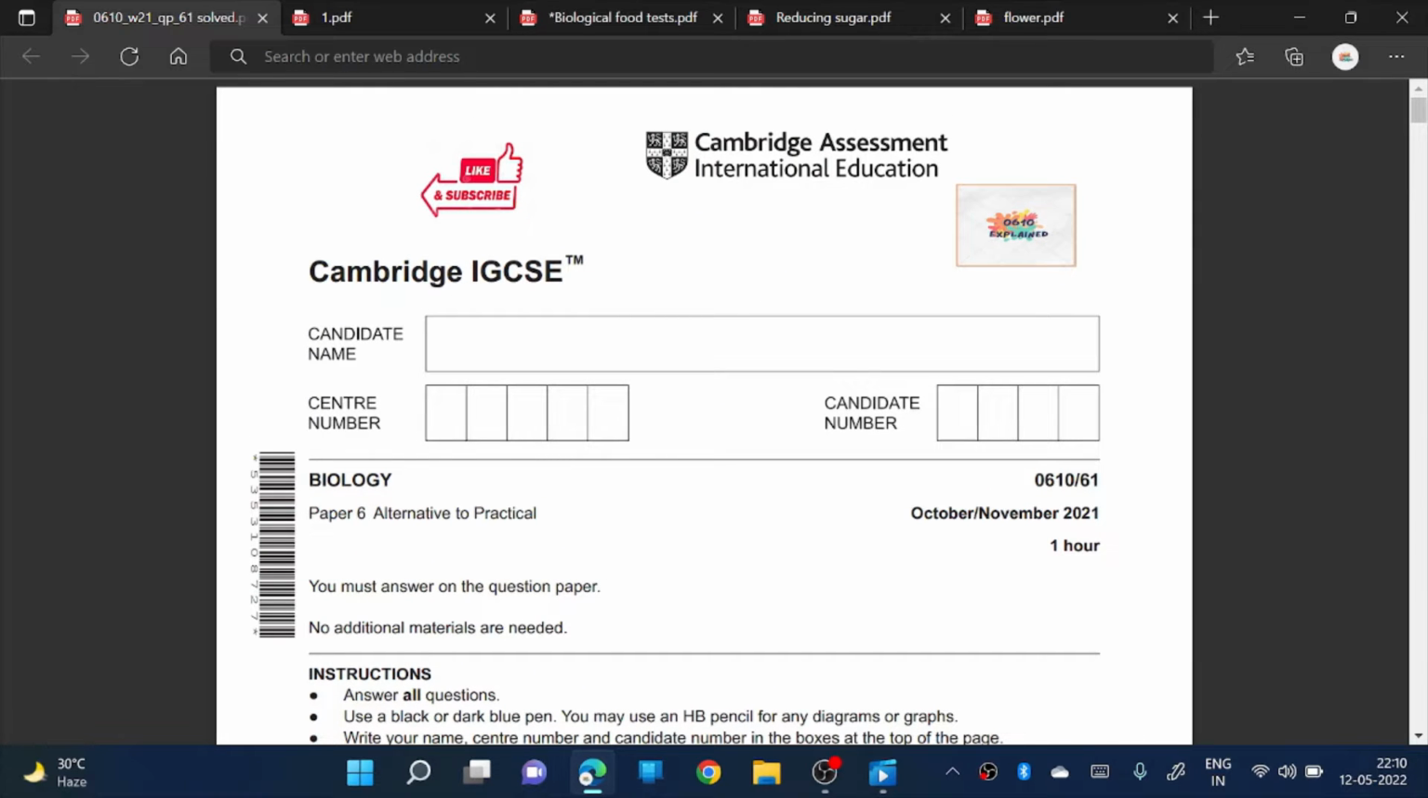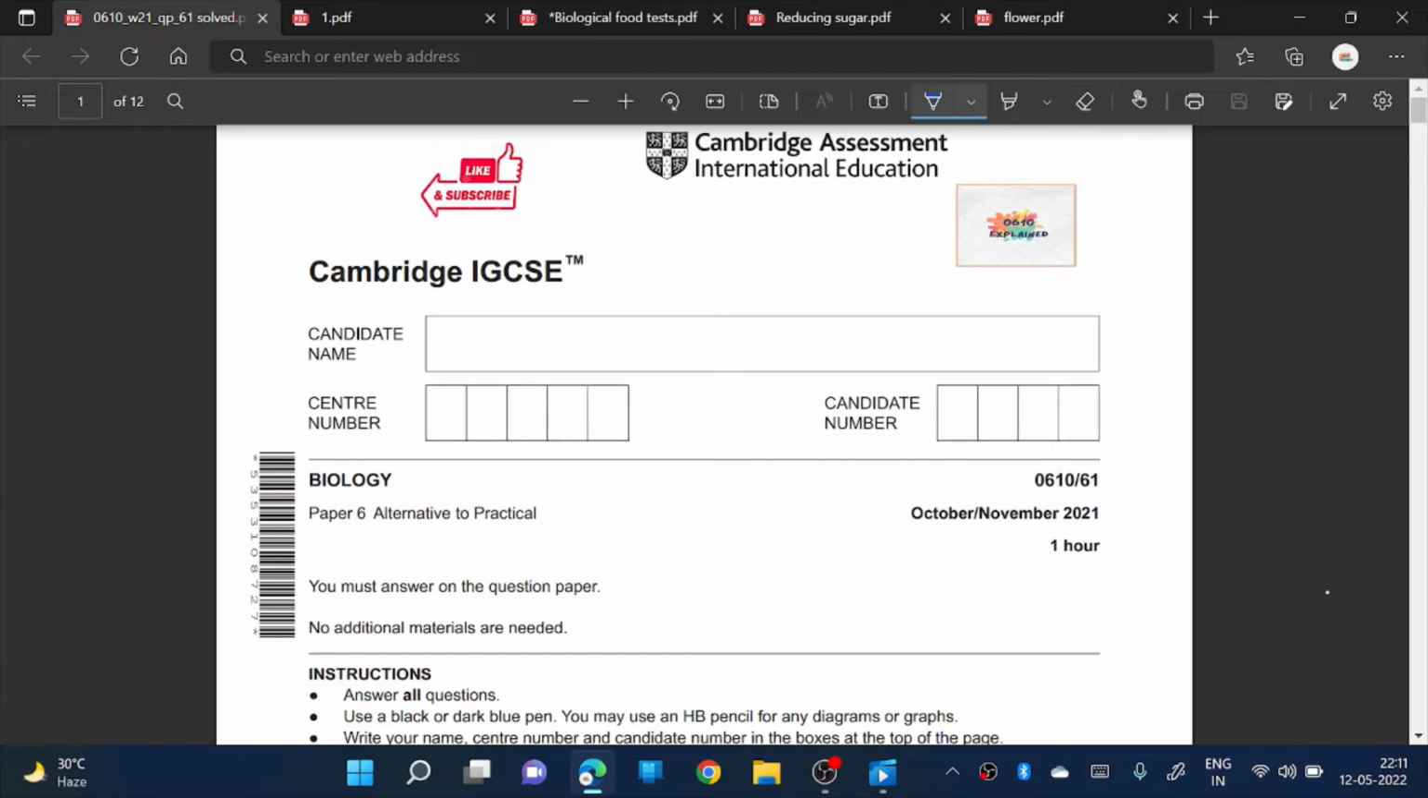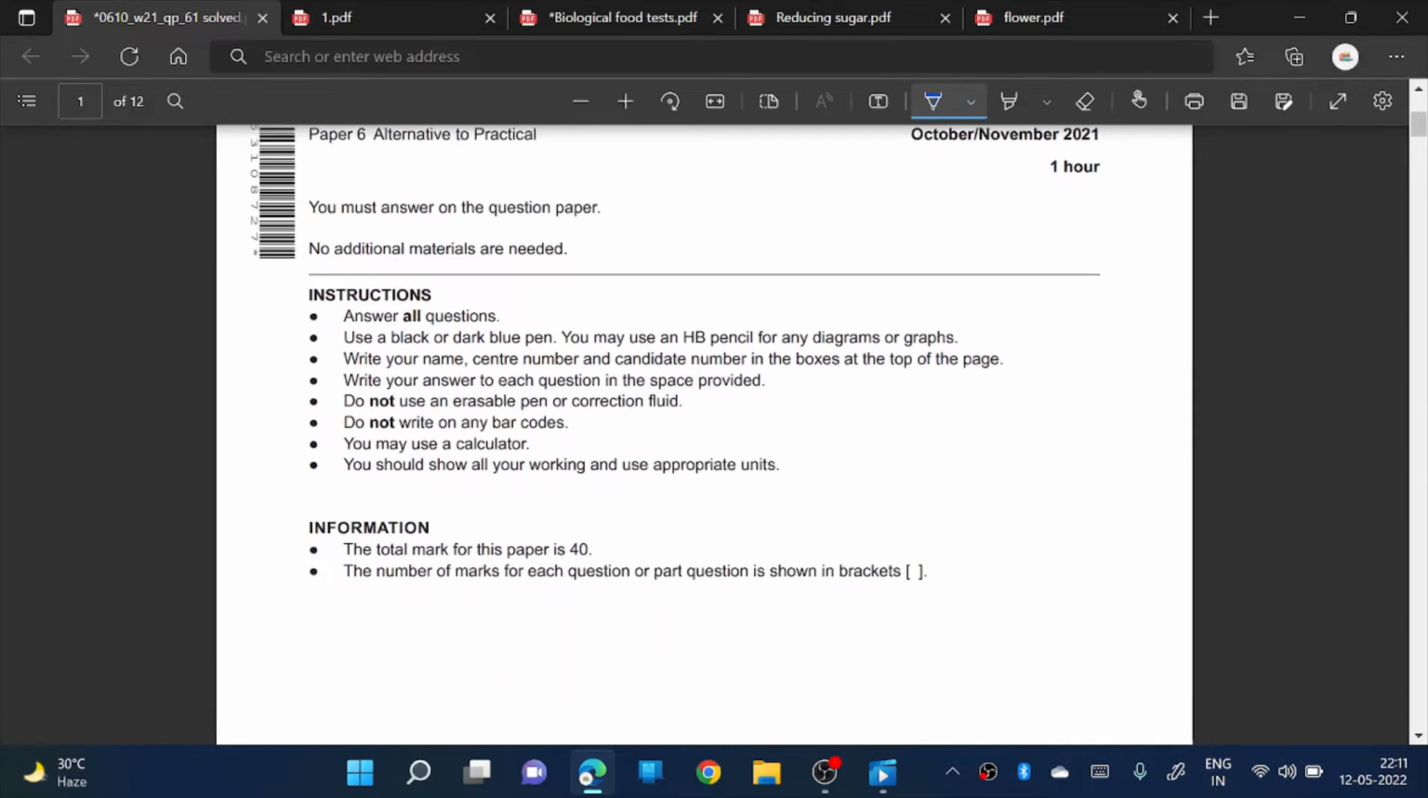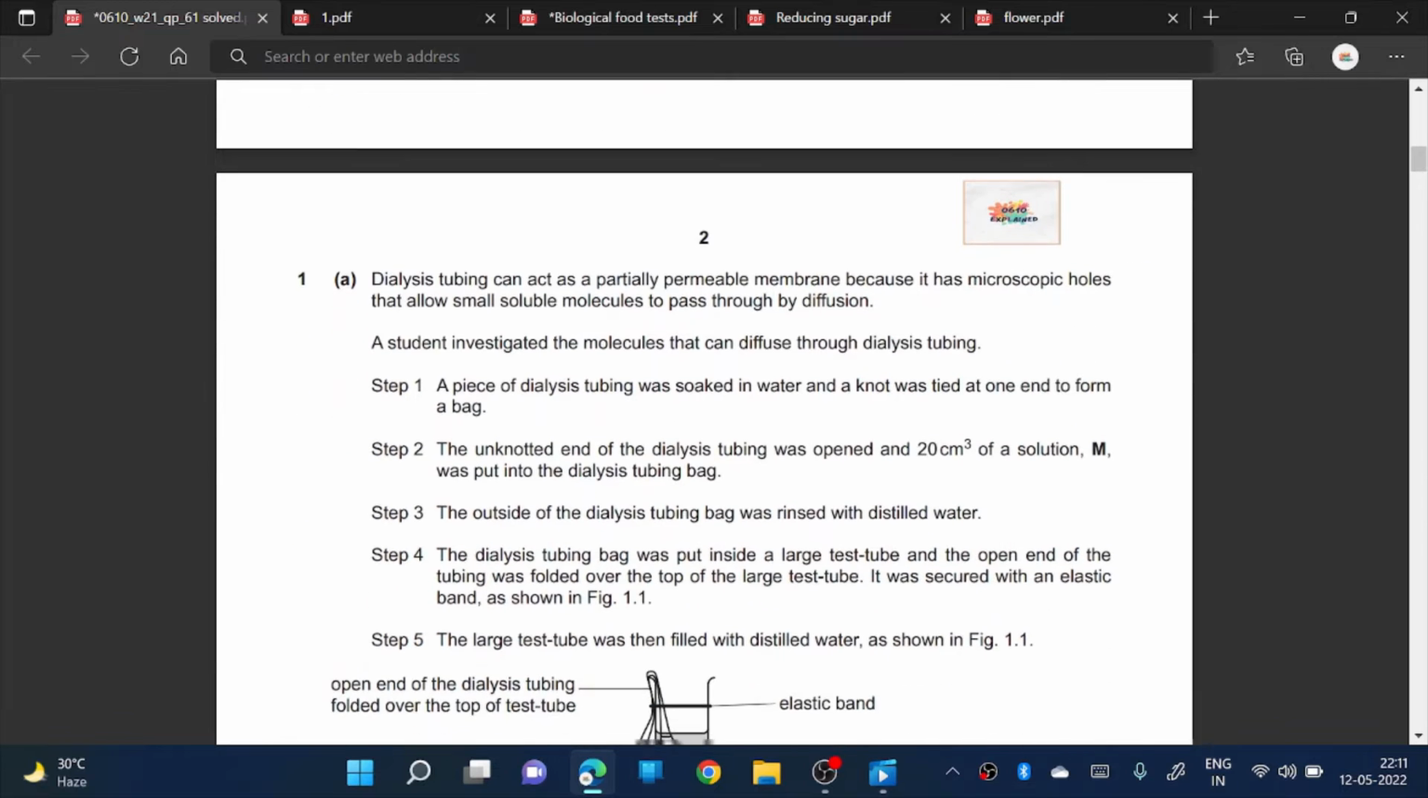Today we are going to do paper number 6, Alternative to Practical, October November 21, code number 61. So, this is a paper where we are going to start reading the question.